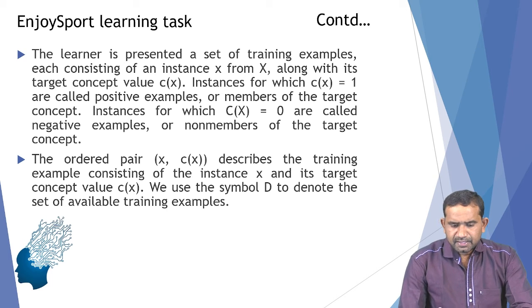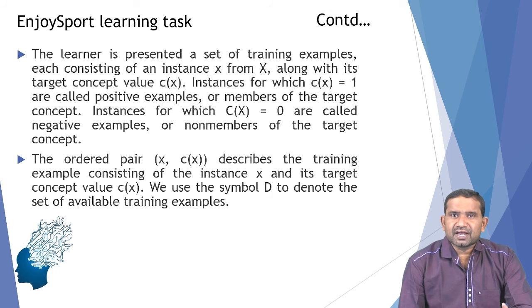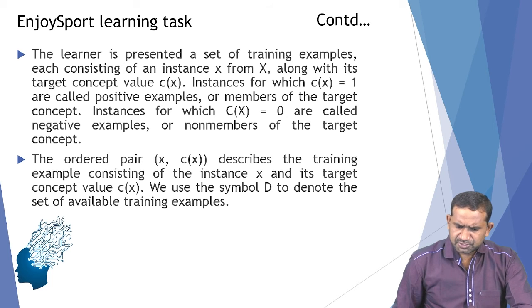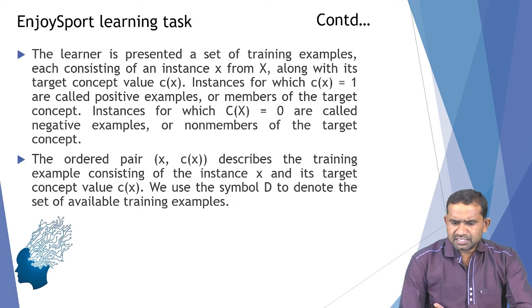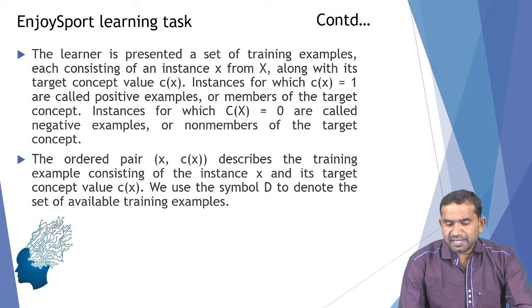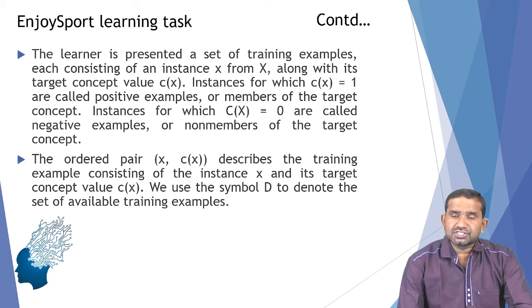Right. The learner represents the training examples, each consisting of an instance x from capital X. Here, small x represents the attribute values, maybe 3-6 attributes about the sky, temperature, humidity or wind, whereas capital X indicates the instance, meaning some days, along with its target function value, c is equal to c of x. An instance for which c of x is equal to 1 is called a positive value.